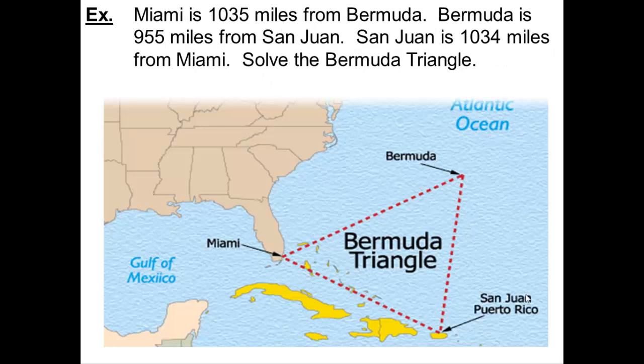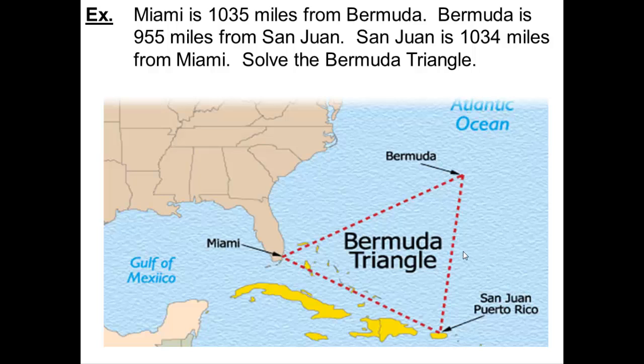Let's try another. Miami is 1,035 miles from Bermuda. Bermuda is 955 miles from San Juan. San Juan is 1,034 miles from Miami. Solve the Bermuda Triangle. In other words, I know the three sides of the triangle. Let's find the three angle measures. Go ahead and give this one a try.